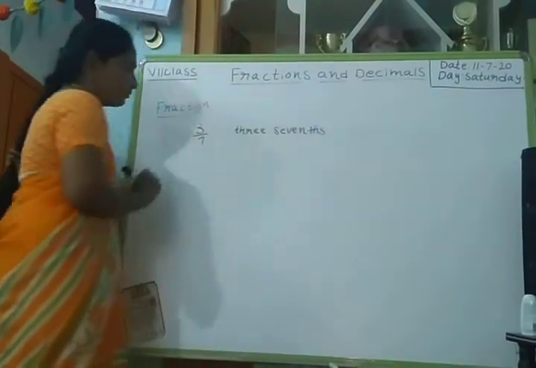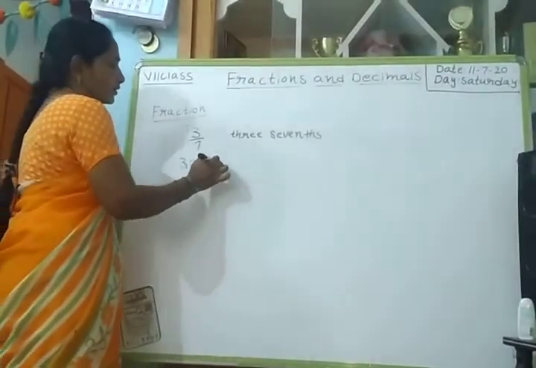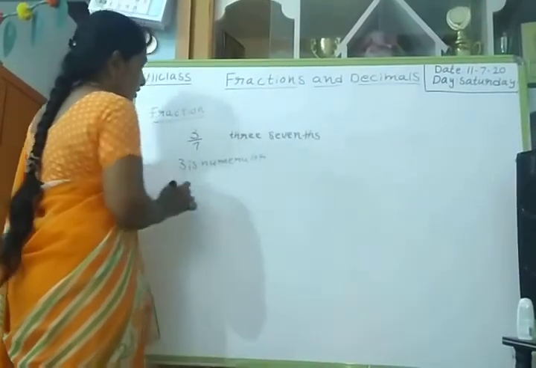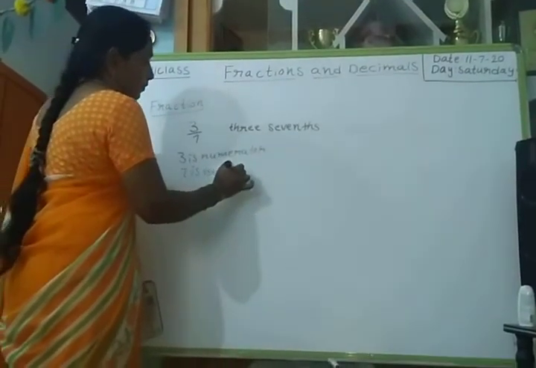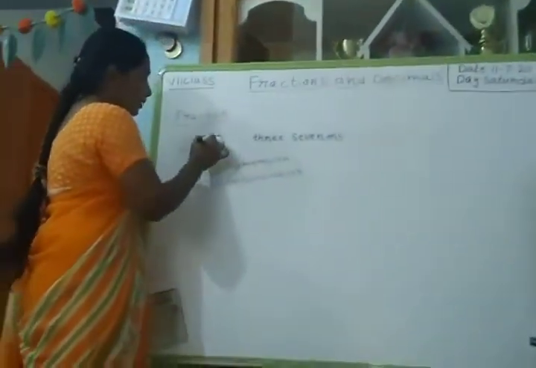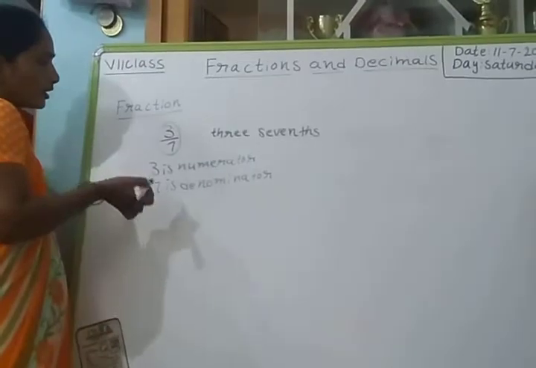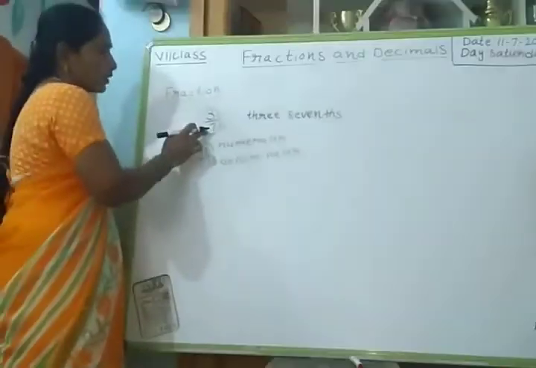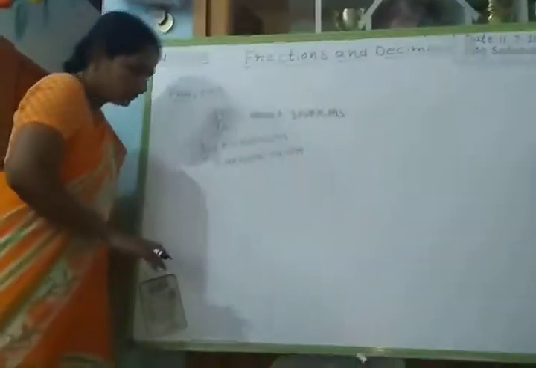In this fraction, which is the numerator? 3 is the numerator. Which is the denominator? 7 is the denominator. In 3 by 7, which one represents equal parts or divided parts? The denominator, 7, represents equal parts and 3 represents selected parts.